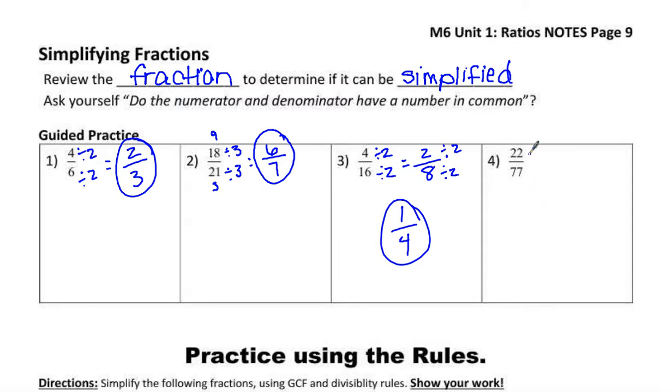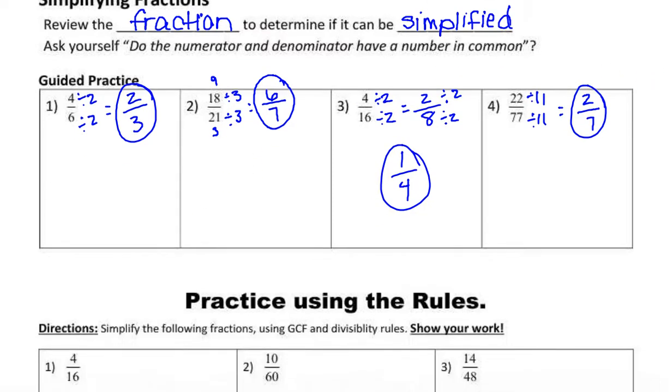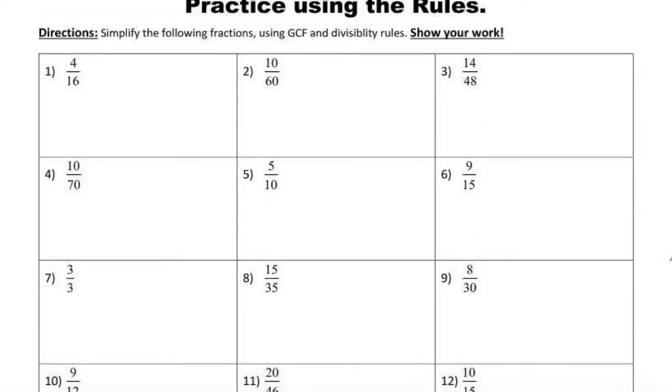They're both doubles, so I can divide numerator and denominator by 11. 22 divided by 11 would be 2. 77 divided by 11 would be 7. So there's your answers for those ones. We're going to skip the practice at the bottom. You're going to do that on your own after the video.